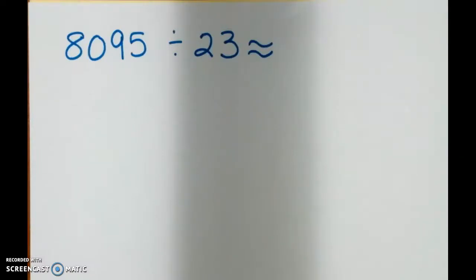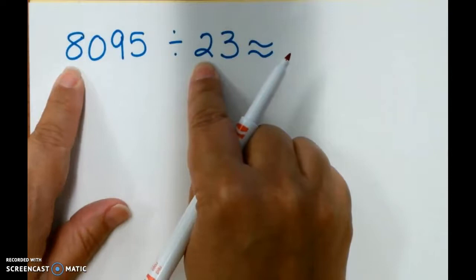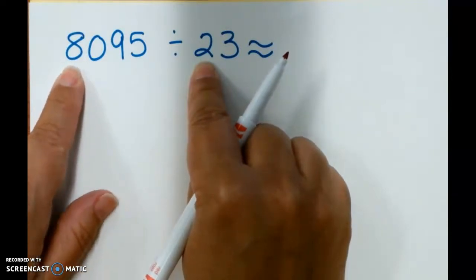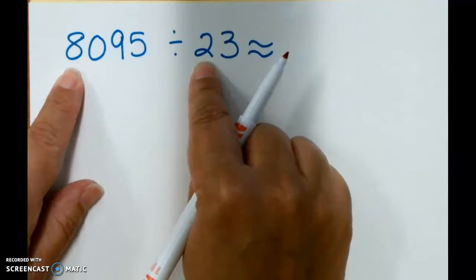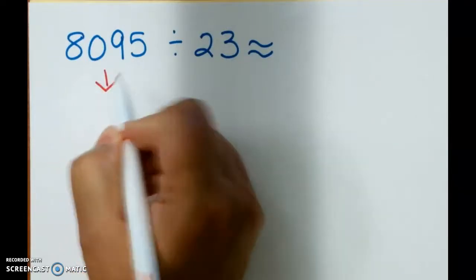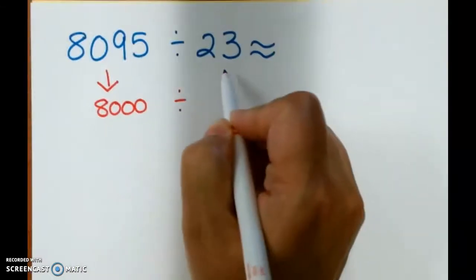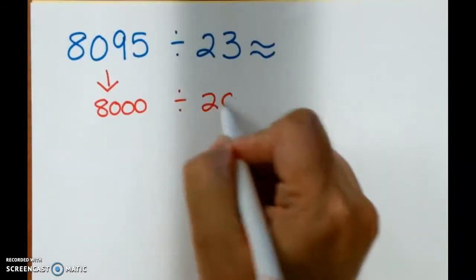Now, please don't freak out. We're going to take a look at dividing 8,095 divided by 23. Now again, I'm doing this to get a starting point for when I'm actually going to divide numbers like these later on. So what I want to take a look at is the biggest place values. Can I divide 8 by 2? Well, I can. I know that that's 4. So I'm going to round 8,095 to 8,000. And I'm going to round 23 to 20.